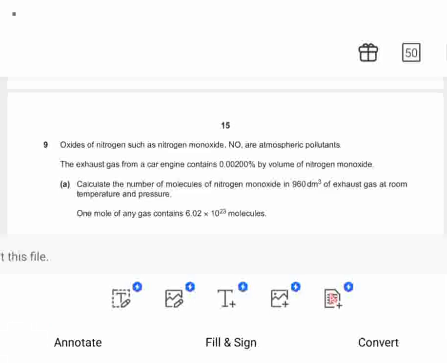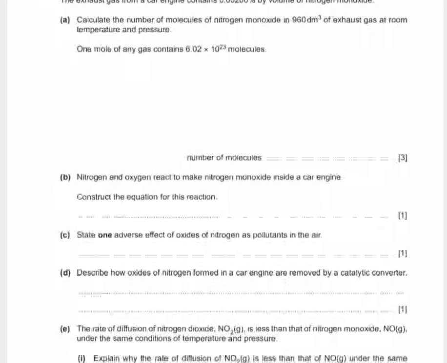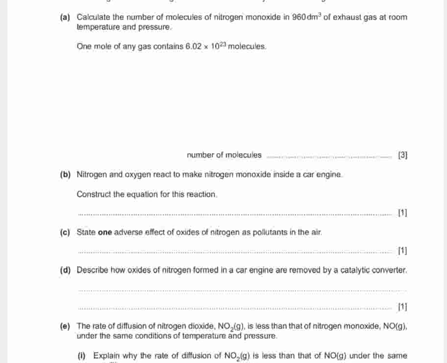The next question here is nitrogen and oxygen react to make nitrogen monoxide inside a car engine. You have to construct the equation. It's simple: N2 plus O2 goes to 2NO. One adverse effect of oxides of nitrogen as an air pollutant is that it causes acid rain. It is also photochemical smog. It causes a lot of respiratory problems. So you can write any one.